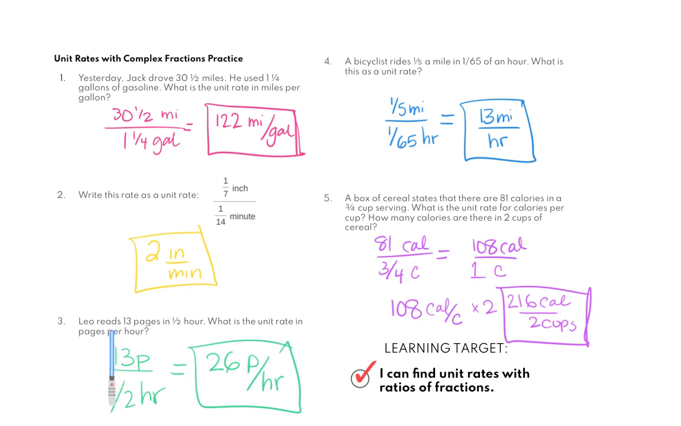Because number 3 was per hour, the hours were in the denominator. 13 pages per 1/2 hour is 26 pages per hour. For number 4, it just asks for a unit rate. So you're going to use your rule of thumb. Hour time goes in the denominator, so you get 13 miles per hour. For number 5, 81 calories for 3/4 of a cup. You could find the unit rate per cup, and then it's easy to translate that into 2 cups by multiplying by 2.